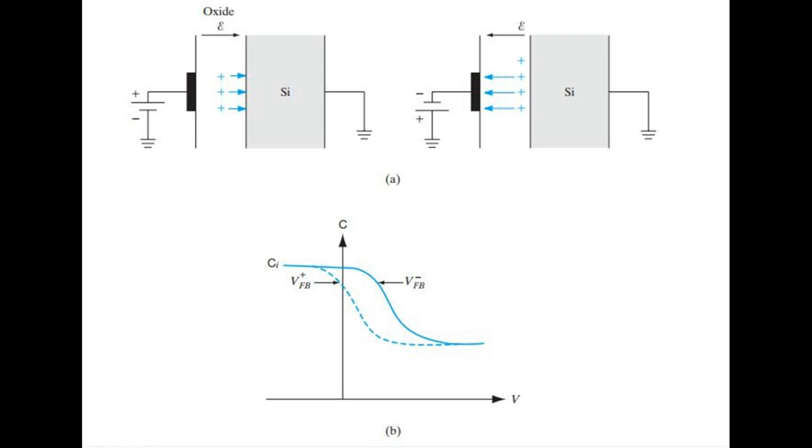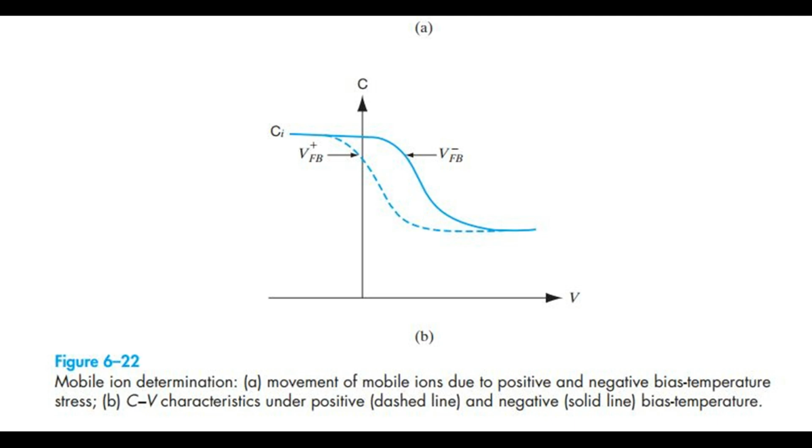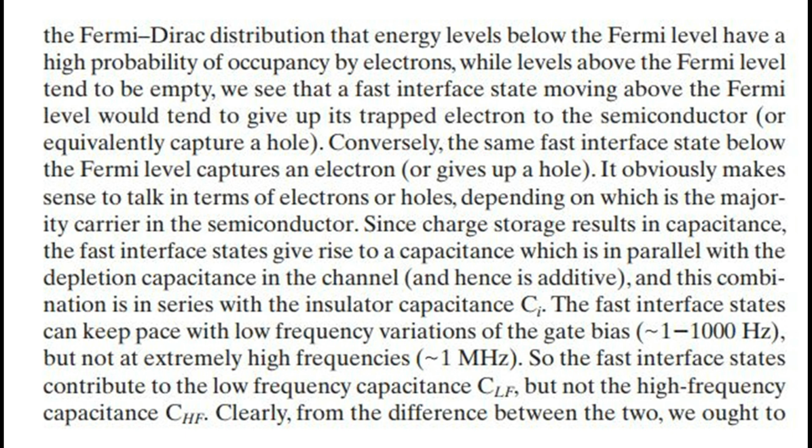Keeping in mind the property of the Fermi-Dirac distribution that energy levels below the Fermi level have a high probability of occupancy by electrons, while levels above the Fermi level tend to be empty, we see that a fast interface state moving above the Fermi level would tend to give up its trapped electron to the semiconductor, or equivalently capture a hole. Conversely, the same fast interface state below the Fermi level captures an electron, or gives up a hole. It obviously makes sense to talk in terms of electrons or holes, depending on which is the majority carrier in the semiconductor.